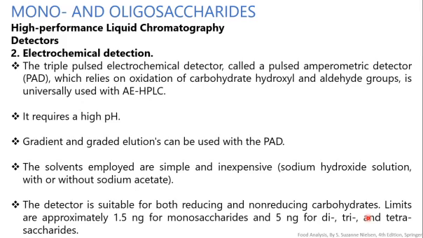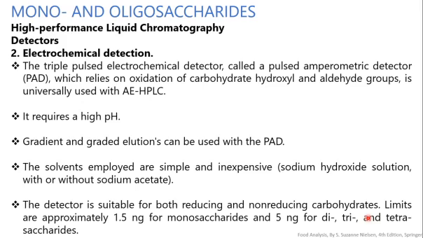So gradient elution can be used with that particular pulse amperometric detector. The solvents employed are simple and inexpensive, that is sodium hydroxide solution with or without sodium acetate. The detector is suitable for both reducing and non-reducing carbohydrates. The detection limits are approximately 1.5 nanogram for monosaccharides and 5 nanogram for di, tri, and tetrasaccharides.